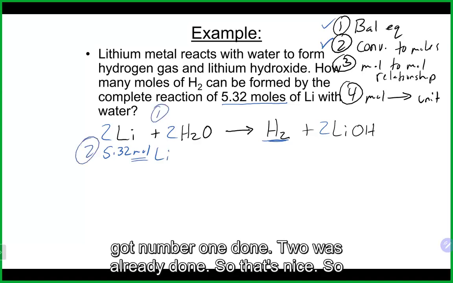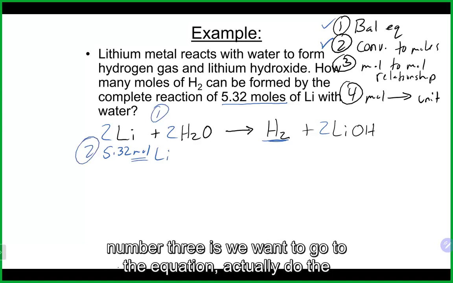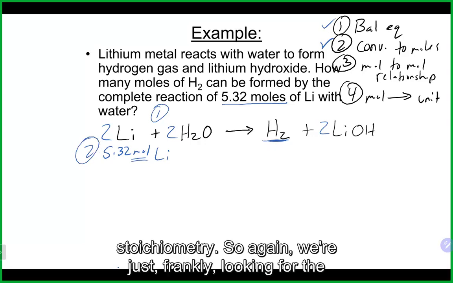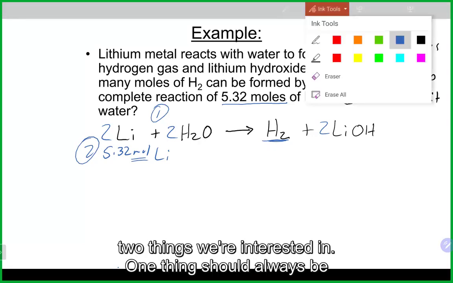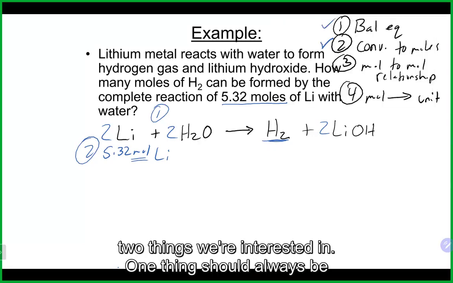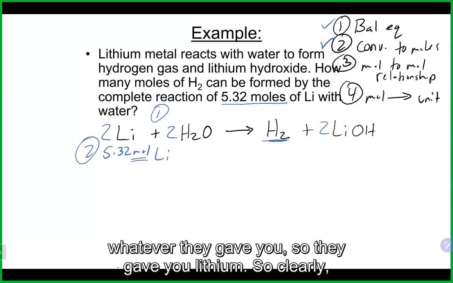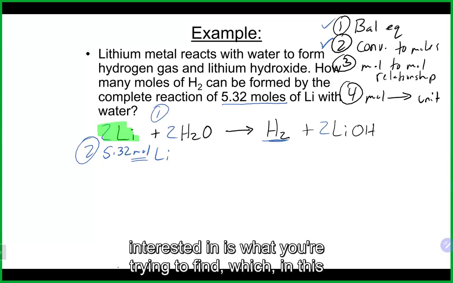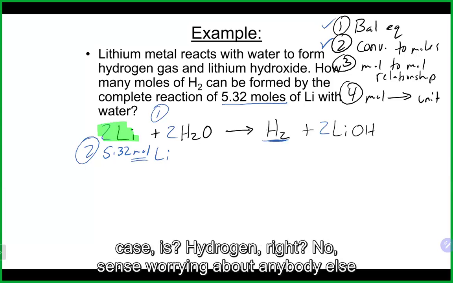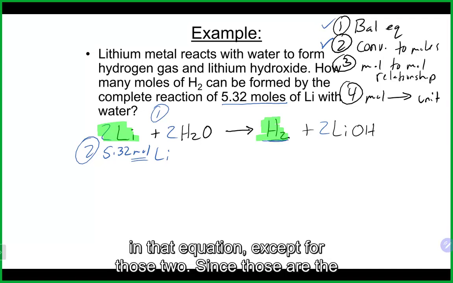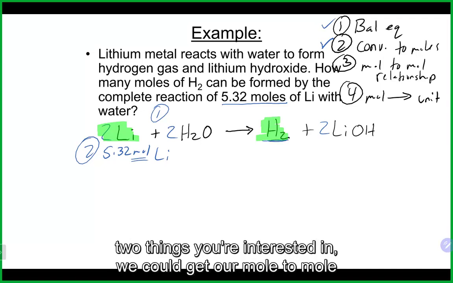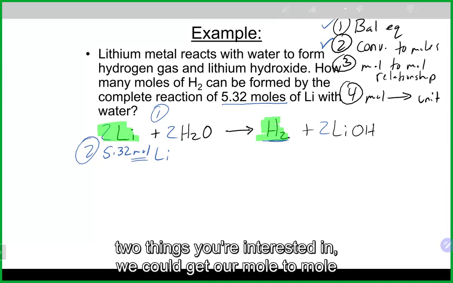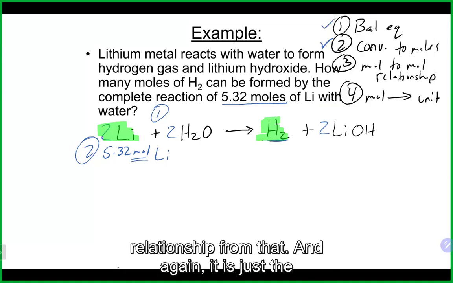2 was already done, so that's nice. So number 3 is we want to go to the equation, actually do the stoichiometry. So again, we're just looking for the 2 things we're interested in. One thing should always be whatever they gave you. So they gave you lithium, so clearly we're interested in this guy. And the second thing you're interested in is what you're trying to find, which in this case is hydrogen, right? No sense worrying about anybody else in that equation except for those 2, since those are the 2 things you're interested in. We could get our mole to mole relationship from that.